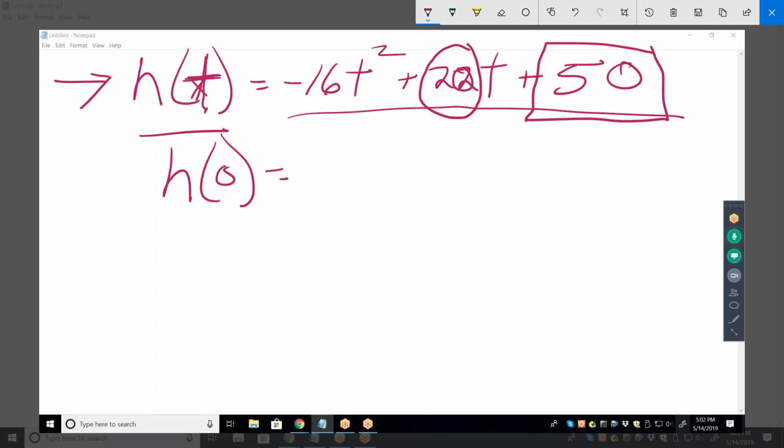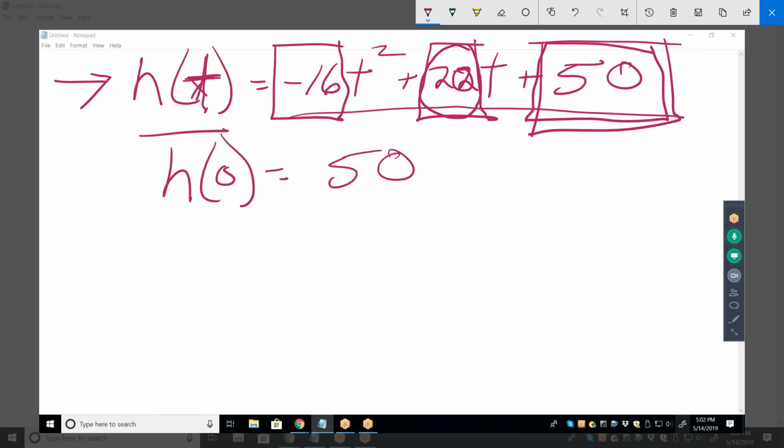Notice that when you plug in 0 for t, it takes out the first term and the second term completely. Which means it's 50. So this number here is always the initial height. This number here is always the initial velocity. And this number here is actually related to the acceleration due to a falling object. 32 feet per second squared is the acceleration that it comes back to Earth.